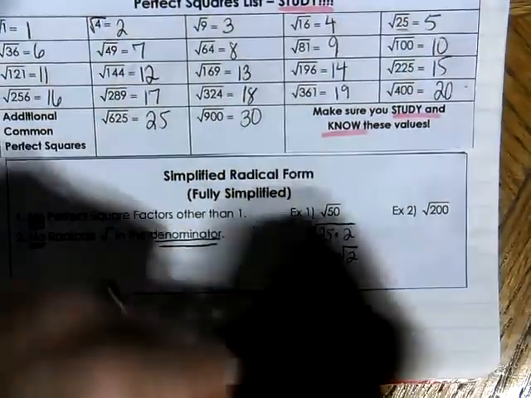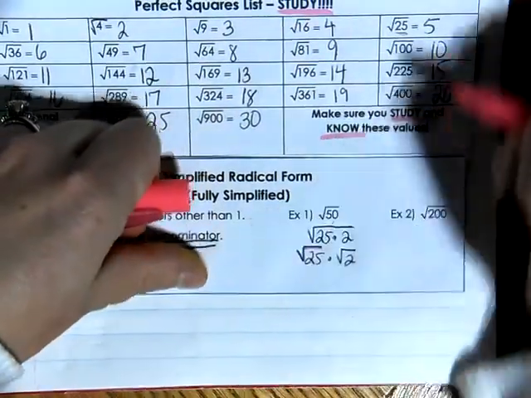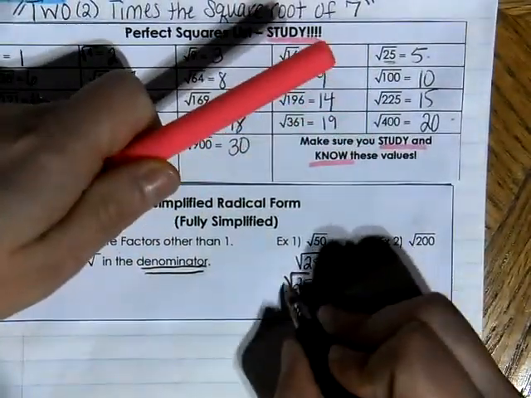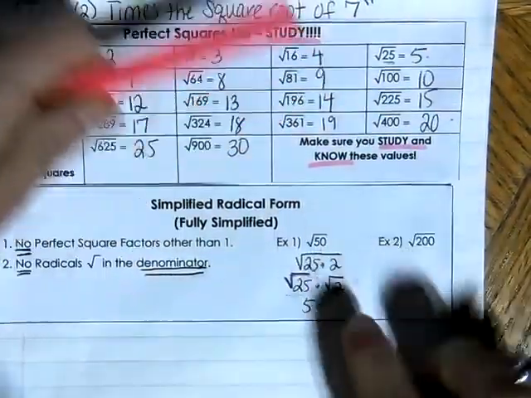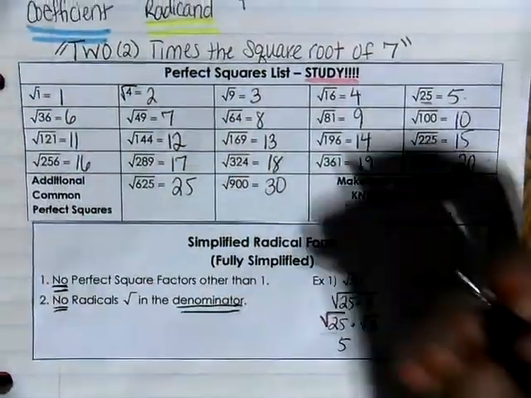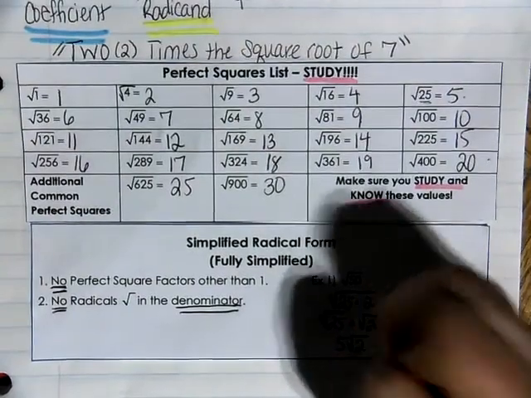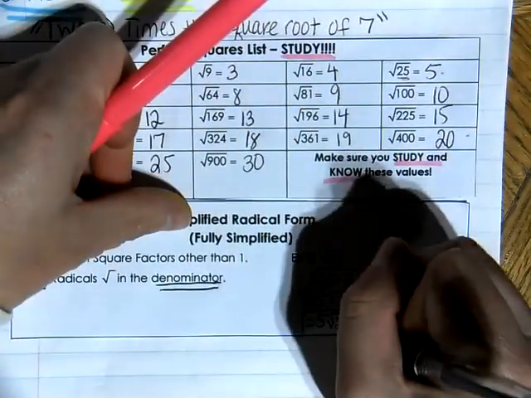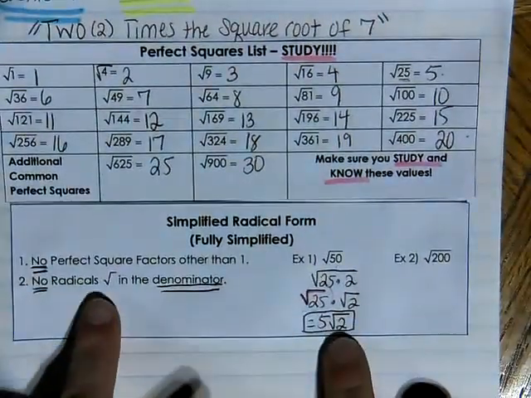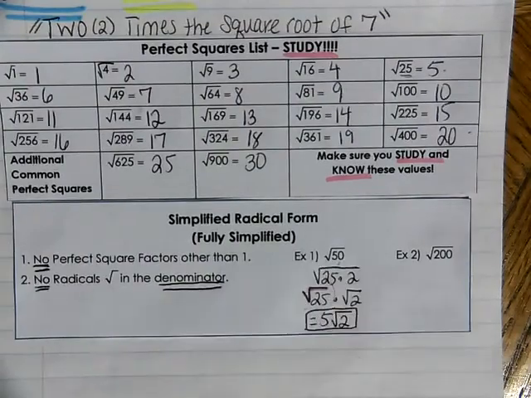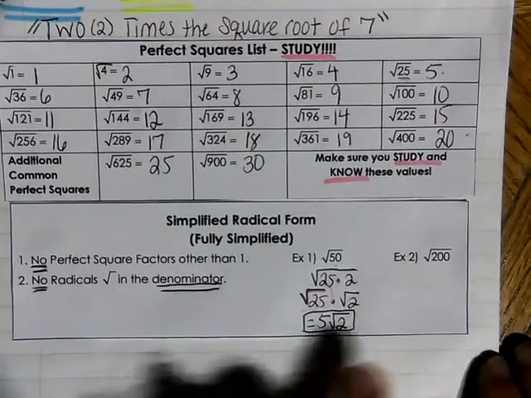I know that the square root of 25 is equal to 5. So I'm going to replace this expression with 5. The square root of 2, I can't make anything work there, so we leave it as 5 times the square root of 2. This is considered fully simplified. I have no perfect square factors that can go into 2, so I leave it just like that.